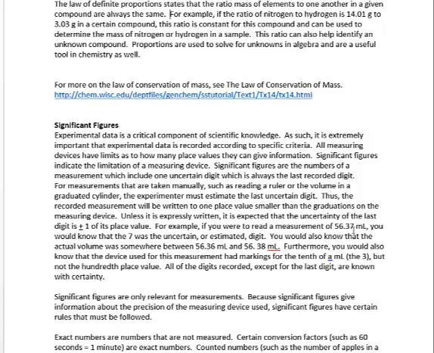56.37 milliliters, you would know that 7 was the uncertain or estimated digit. 56.36 milliliters and 56.38 milliliters, tenth of a milliliter.